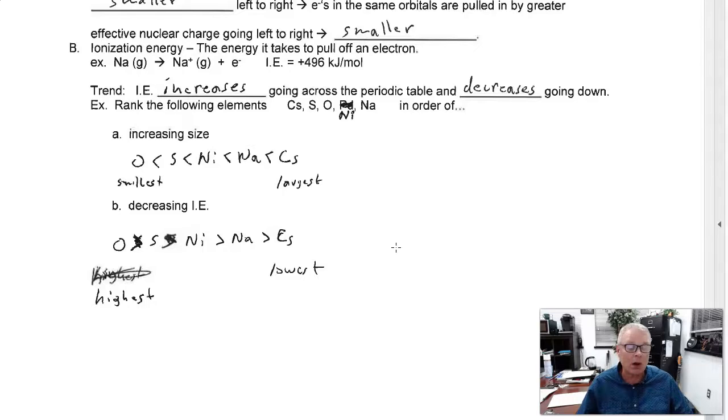If I have a very large atom, the outer electrons are way out there just kind of lazily floating around, and so it's really easy to pluck those off. They're going to have low ionization energies. So there's kind of an inverse relationship between the two. Small size, high ionization energy. Large size, low ionization energy. And this is increasing size and decreasing, so that's exactly why these are in the same order. Make sense?